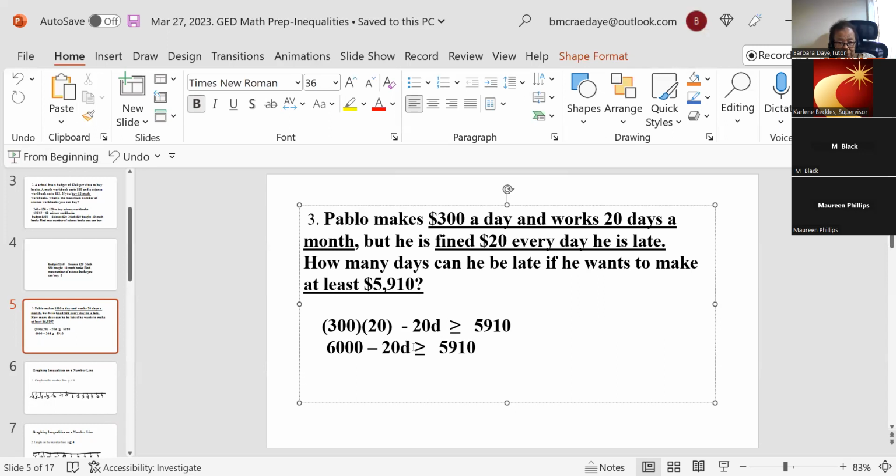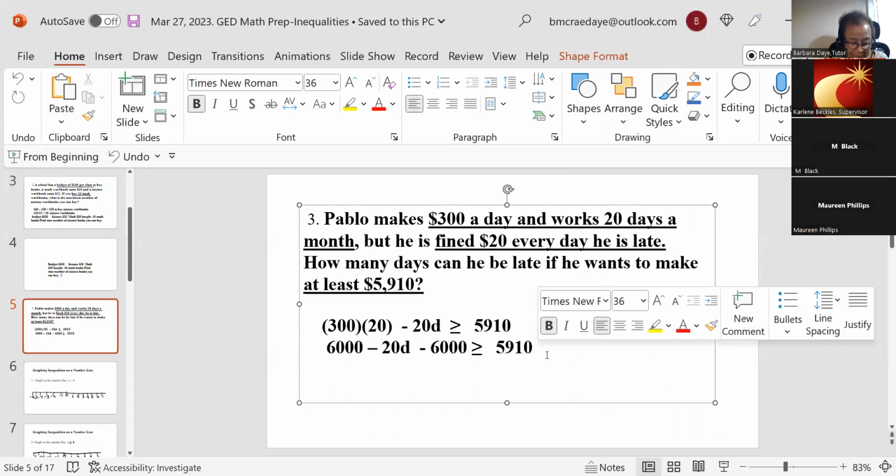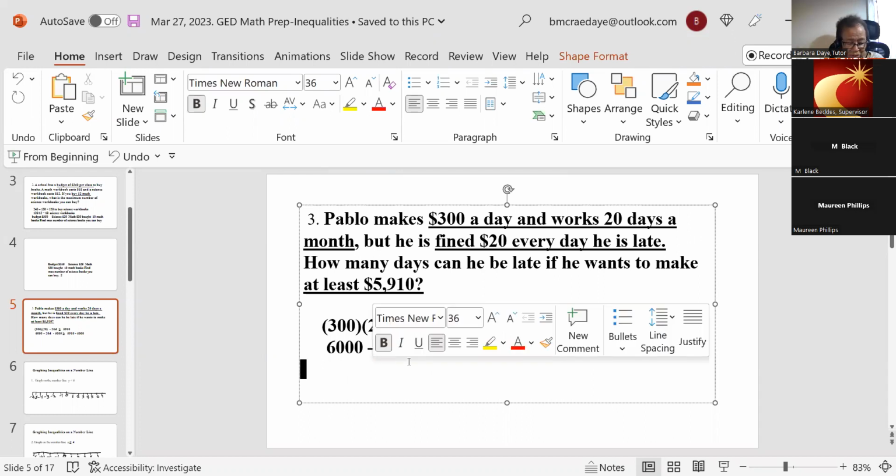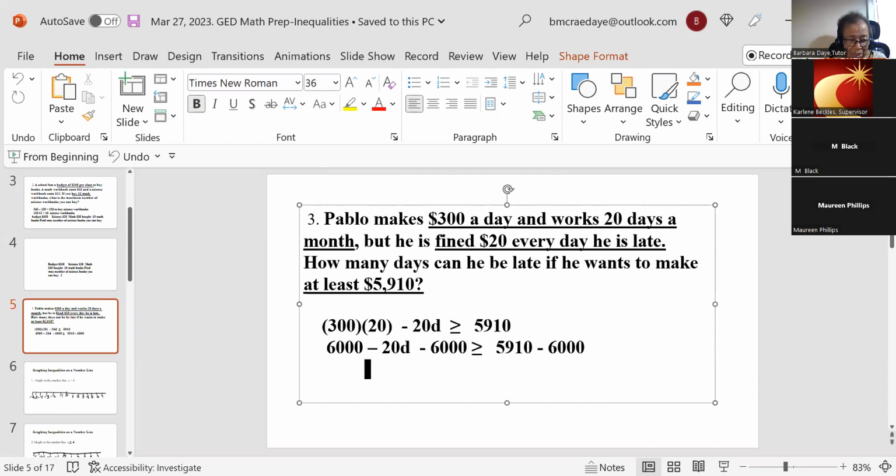Right? So you slash that out, and minus 6,000. And also on the right, minus 6,000. And what do you have left on the left side? Minus 20D. Can't throw away that sign. So that's a minus. Let's put that minus 20D, because 6,000 plus and 6,000 minus gives you 0. That's minus 20D greater than or equal.